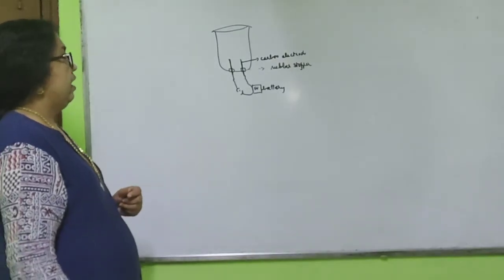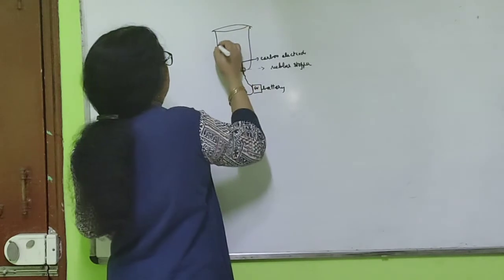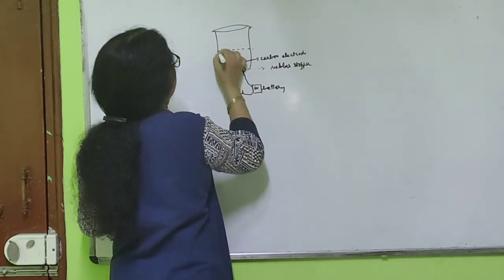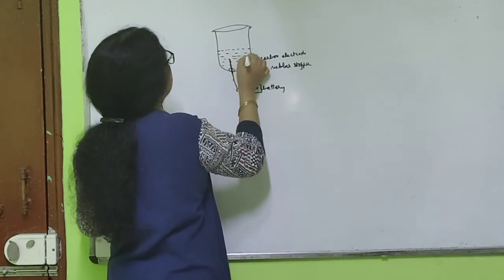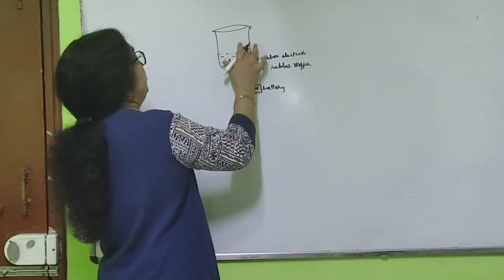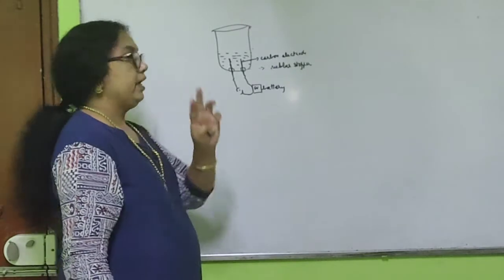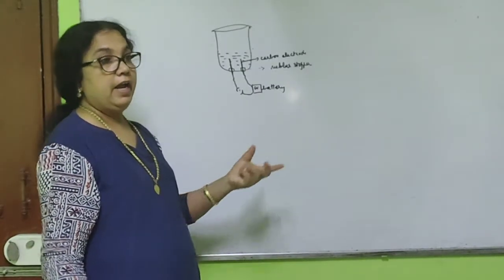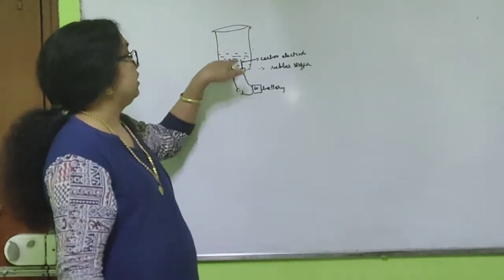Now pour water into this mug in such a way that the electrodes should be immersed in it. Now take 2 test tubes that are filled with water and invert them over these electrodes.